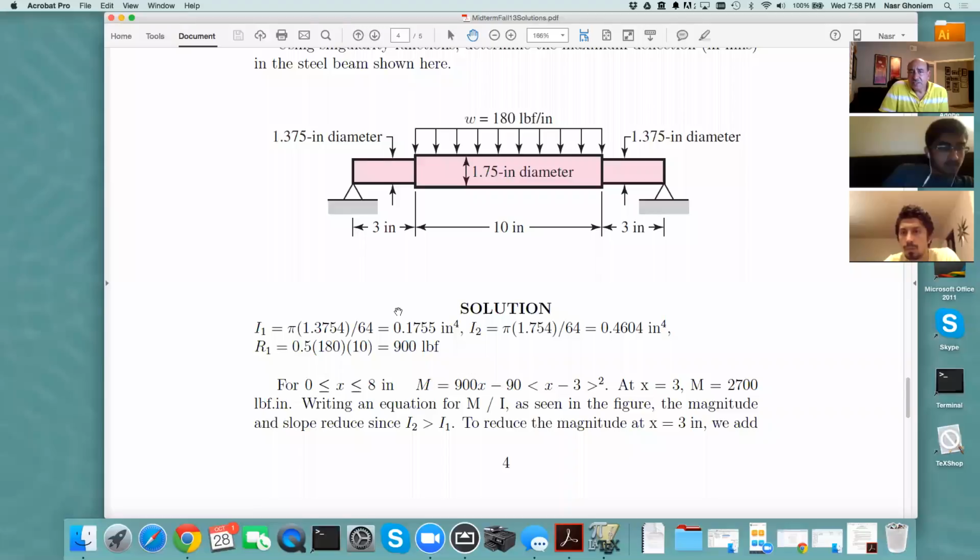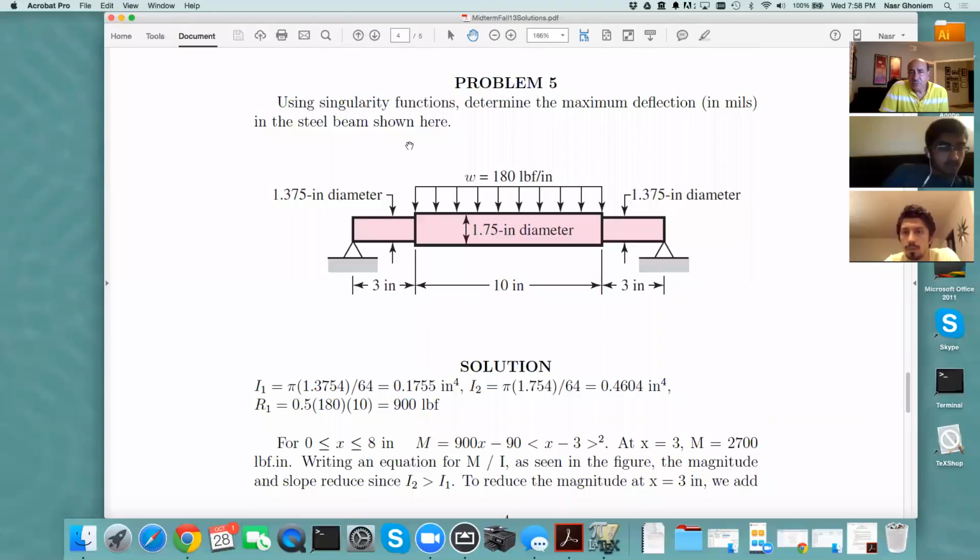In one variation of this problem, I put a concentrated force right at the interface here. And if I put a concentrated force at the interface, the solution becomes very long. And I found out that not too many people were able to finalize a solution on a midterm.